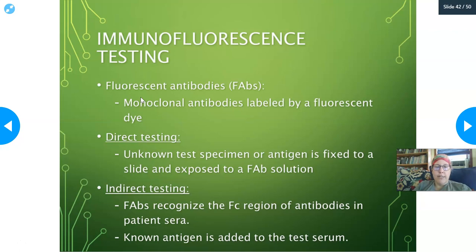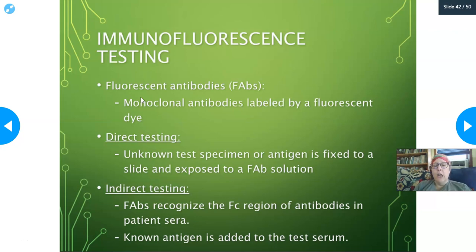And then direct testing versus indirect testing. When you do direct testing, you take an unknown test specimen or antigen, fixed to a slide, and you expose it to a known fluorescent antibody solution, or antibody tagged solution. So known antibody, unknown antigen. You're looking to identify what this antigen is.